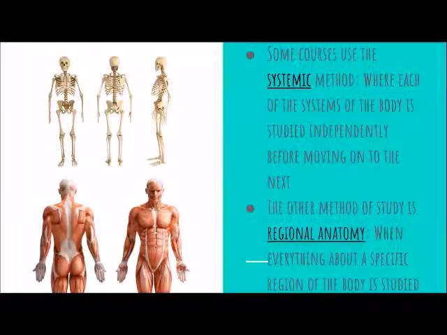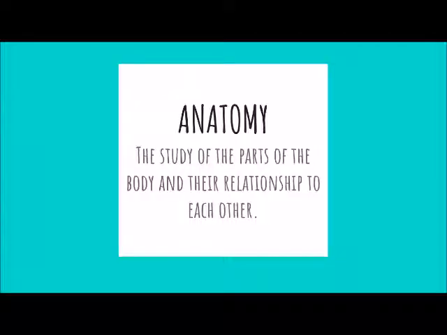Some courses use the systemic method, where each of the systems of the body is studied independently before moving on to the next. The other method of study is regional anatomy, when everything about a specific region of the body is studied. So what is anatomy? Anatomy is the study of the parts of the body and their relationship to each other.